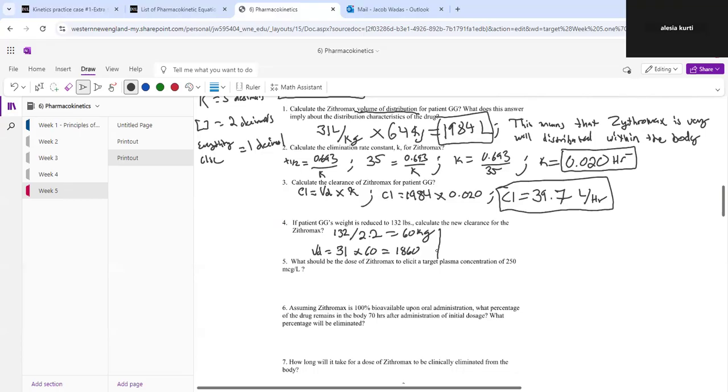So K stays constant regardless of those different factors, right? Because it's on a drug per drug basis. Right, so clearance will equal... Anyone have an answer? 37. That's correct.